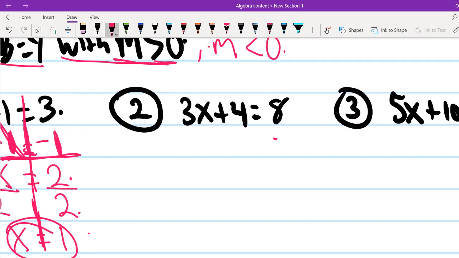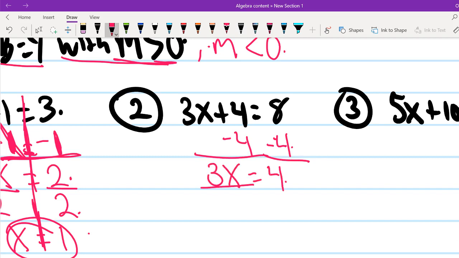For this next one, we have 3x plus 4 equals 8. So again, what you want to do is go ahead and subtract 4 on each side, giving you 3x equals 4, and then you want to go ahead and divide by 3 on each side, giving you x equals 4/3.